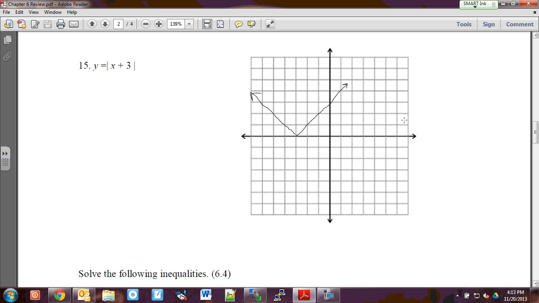All you have to do is plug some x values in and get your y values. So you can just make a table, an x and a y. If you plug in x equals 0, you get 3. If you plug in 1, you get 4. If you plug in negative 1, you get 2. If you plug in negative 2, you get 1. And if you plug in negative 3, you get 0. Then you can just plug in more. So for that one, you just make a table to graph it.